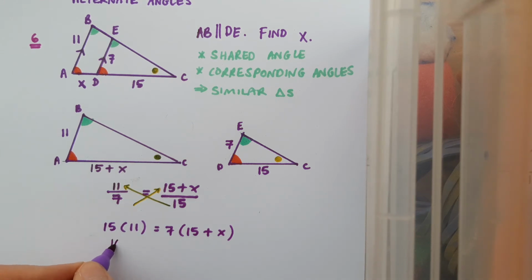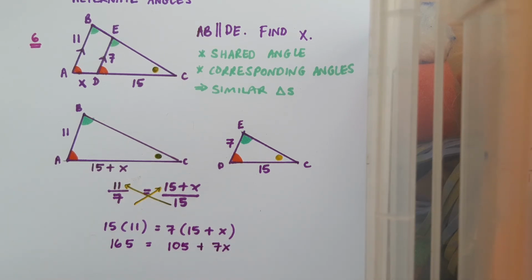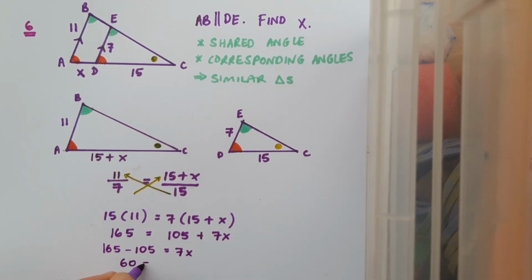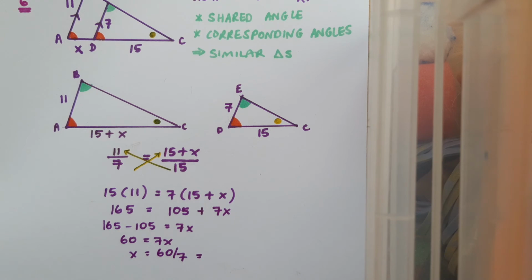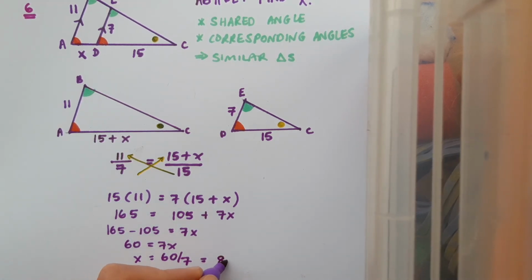So you're going to get 165 equals, so 7 by 15, it's 105 plus 7x. And then it's simply a question of just solving that short algebra equation. So 165 take 105 equals 7x. That's going to give me 60 equals 7x. So x equals 60 over 7, off the end of the page there, or as a decimal, with a little bit of rounding, 8.57.